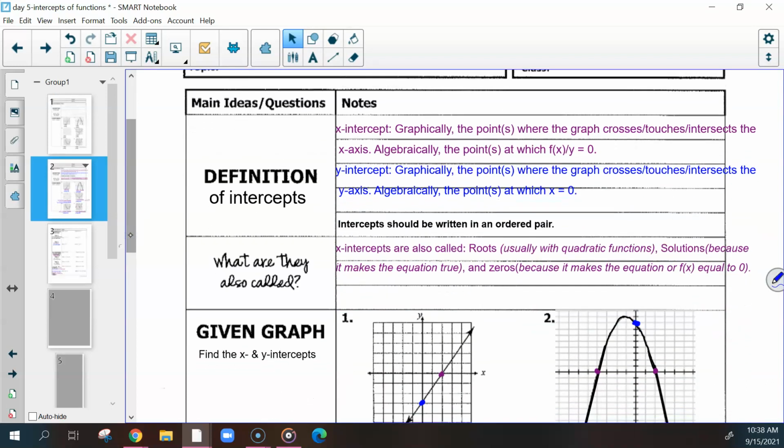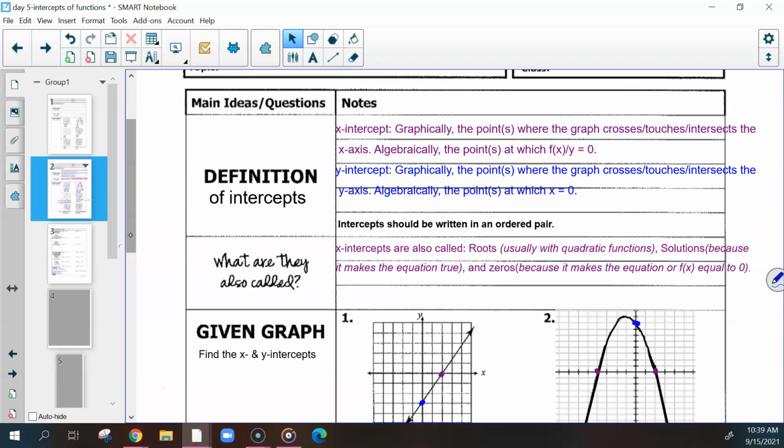Can you read that, or is that too small? I'm really asking the people in the back. I'm going to say it out loud as well. So summarizing it, basically, an x-intercept graphically is where it touches or crosses the x-axis. Algebraically, it's where y is 0.